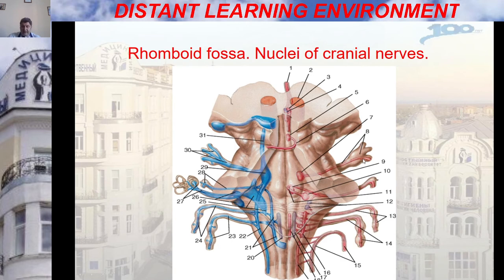nerve. You may see it in number 10. So the nerve fibers arising from this nucleus form a loop deep in the tissue of the pons. This loop protrudes the rhomboid fossa as a facial colliculus, and you may see this loop in number 11.